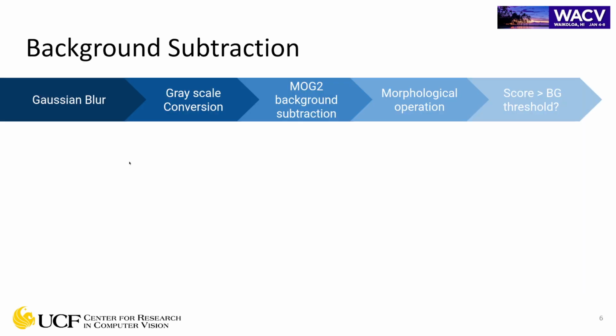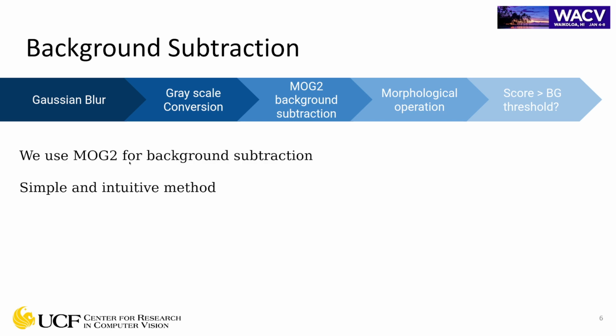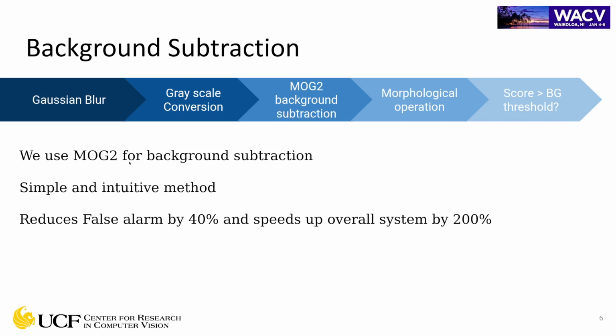For the background subtractor, we use the MOG2 background subtractor because it is simple and intuitive. It reduces false alarm rates by 40% and speeds up the overall system by 200%. This speedup is almost entirely due to decreases in classification time as fewer objects need to be classified.